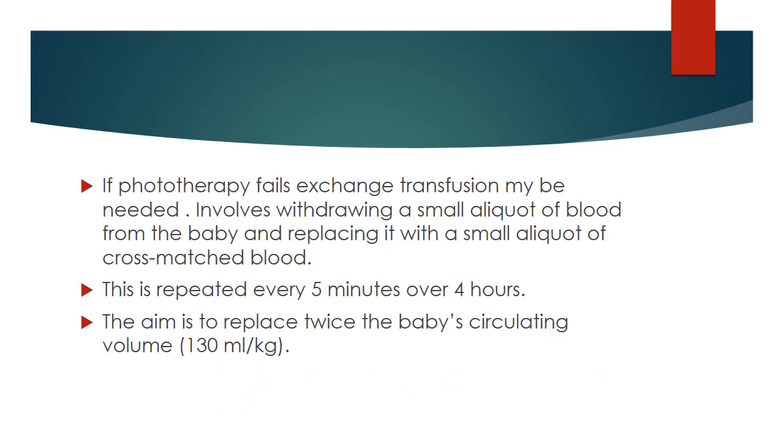It involves withdrawing a small aliquot of blood from the baby and replacing it with a small aliquot of cross-matched blood. This is repeated every 5 minutes over 4 hours. The aim is to replace twice the baby's circulating volume. Circulating volume is 130 ml/kg.